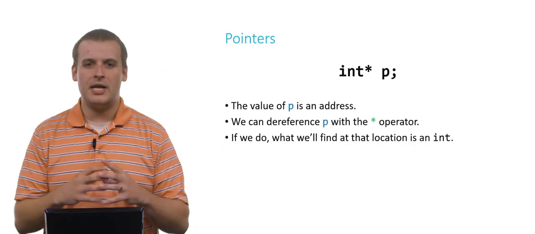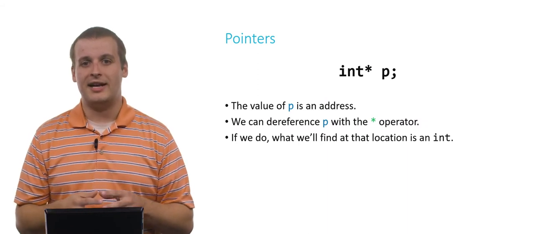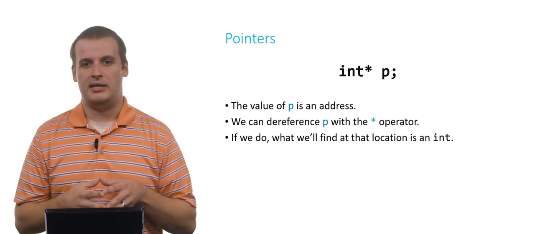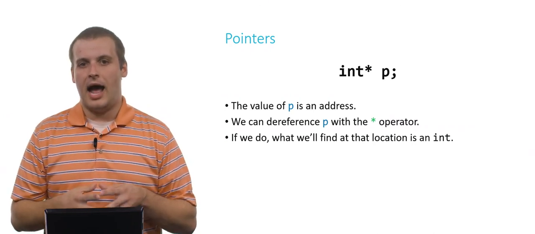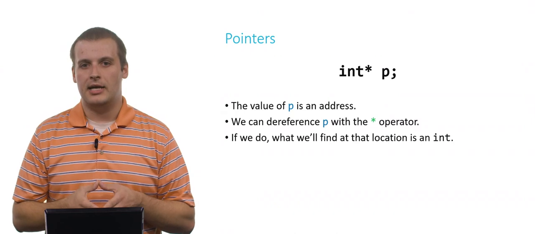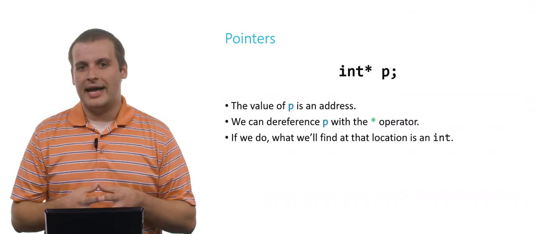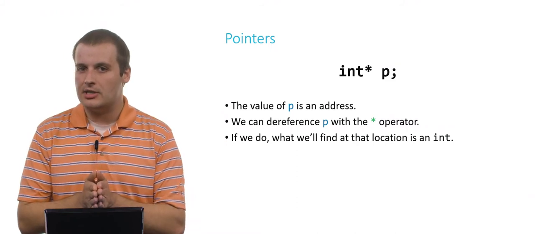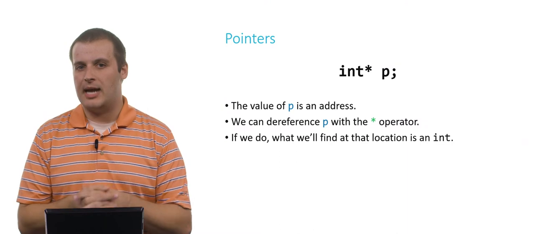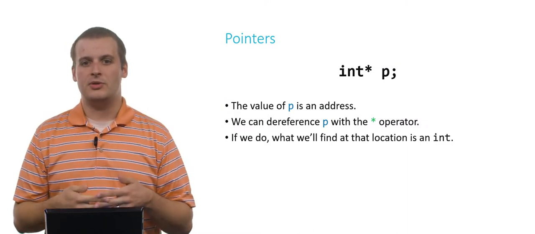So let's come back now and take a look at the overall syntax of the situation. If I say int star p semicolon, what have I just done? What I've done is this. I know that the value of p is an address, because all pointers are just addresses. I can dereference p using the star operator. In this context here at the very top, recall, the star is part of the type. It's int star that is the data type. But I can dereference p using the star operator.